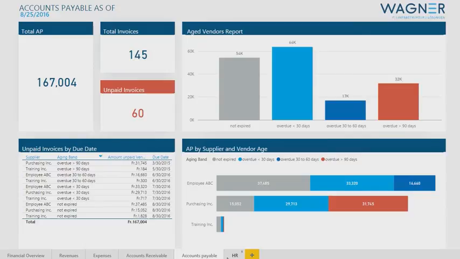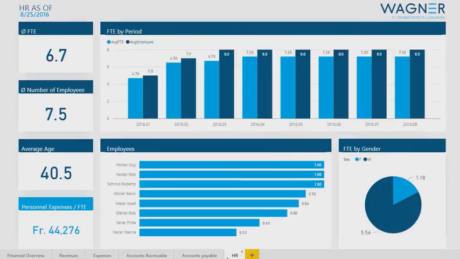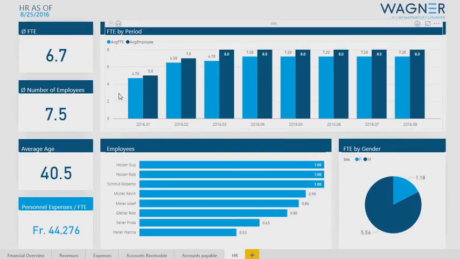Finally, we have the human resources page. On this page, we see personnel expenses per full-time equivalent, as well as averages for metrics such as number of employees, age, and FTEs. Information can also be shown by month.